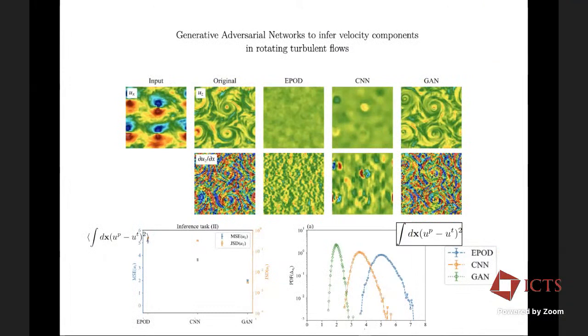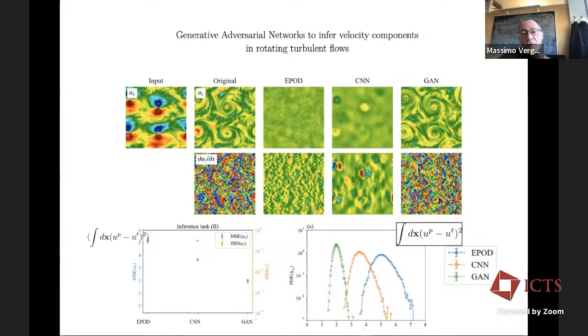Is it fair to compare the EPOD and the GAN, as you say? Because you told me that in the machine you have millions of adjustable parameters to tune, while EPOD, since it is linear, will have much less. So shouldn't you make the comparison at the same number of adjustable parameters? Or maybe this is what you did.